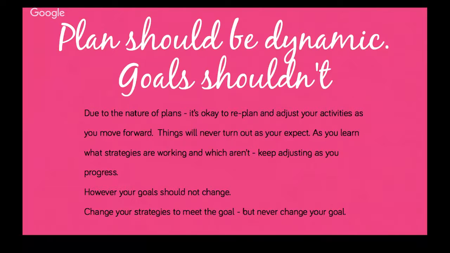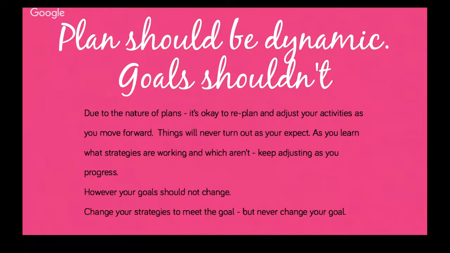So the problem is not with the goal. The problem is never going to be with the goal, because goals are made with simple facts and by looking into the past data. Where we usually go wrong is in the strategies we use. And that is why you need to know that plans should be dynamic, but goals shouldn't. Which simply means that the nature of the plan should be that you can quickly make small changes in it, and you can change strategies as and when you see what's working and what's not, but you should never change your goal.